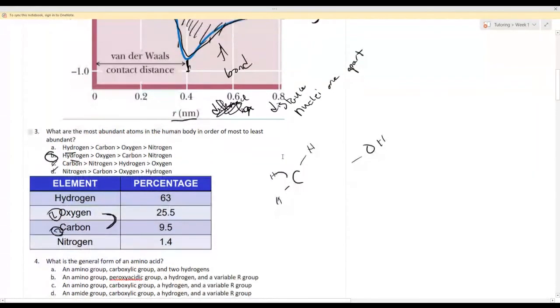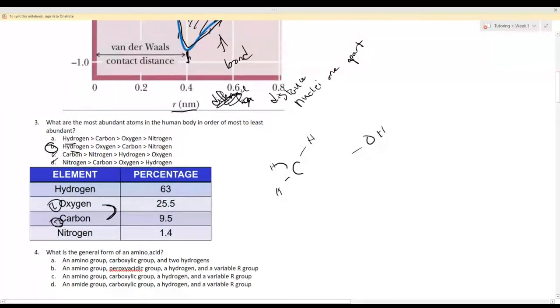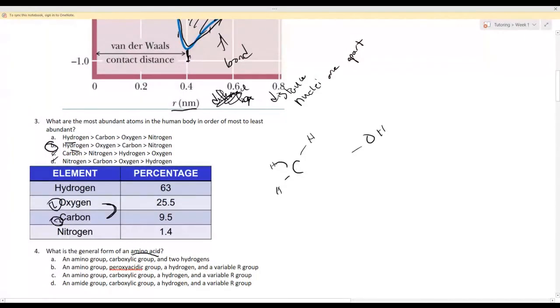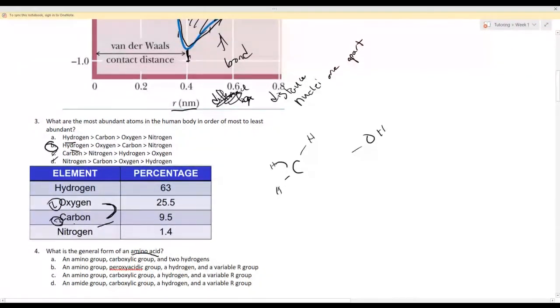All right, the next question, number 4. What is the general form of an amino acid? So the reason this question is included is because you have to memorize your amino acids. That's going to be a little bit more next week and the following week, if I'm not mistaken. Primarily next week, we're going to be talking about amino acids, but I thought I'd mention it here just to kind of introduce the concept to make sure that it gets covered at some point when you guys have a chance to memorize it.